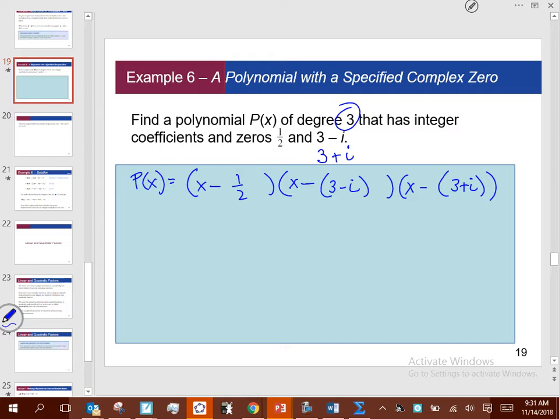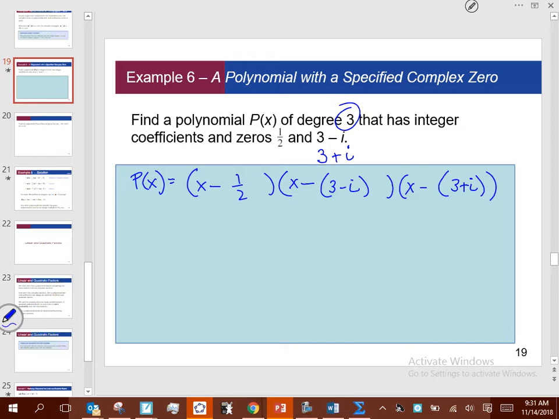Now, most of the time, they want us to multiply this out. And when they say that it has integer coefficients, they're telling you you have to multiply this out. Because when I look at that, I don't know what my coefficients are for my x to the third, x squared, x to the first, and so forth. Is that all right? We have to multiply this out.